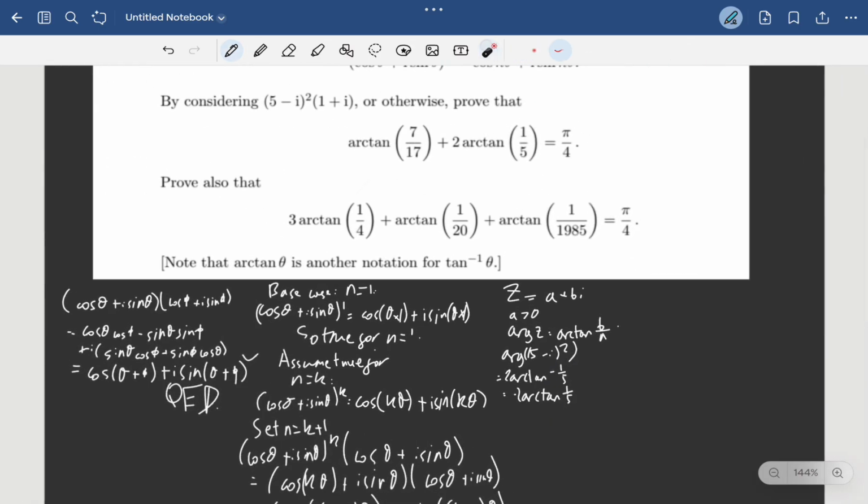Now, I also noticed that the argument of 1 plus i is pi over 4. So I think when I multiply this out, I should get this argument, correct? So the argument of this complex number should be 7 over 17.